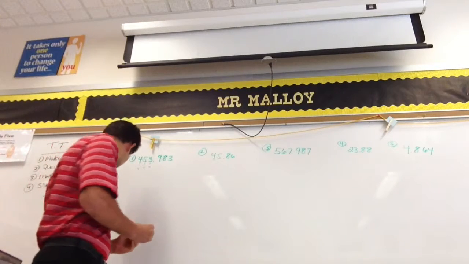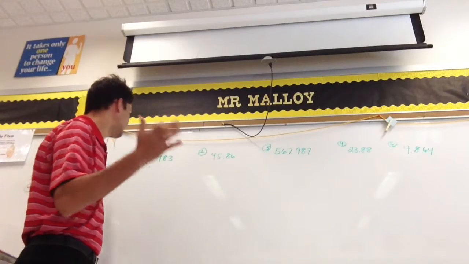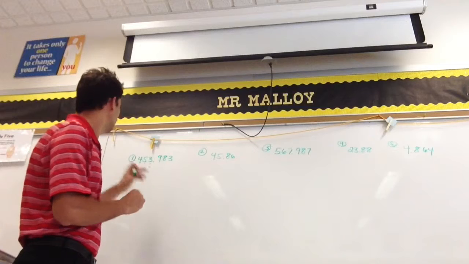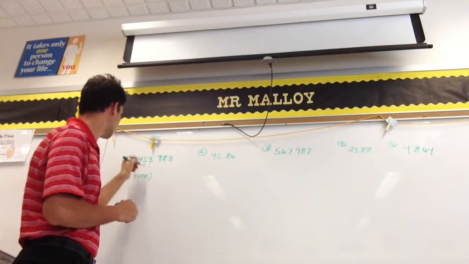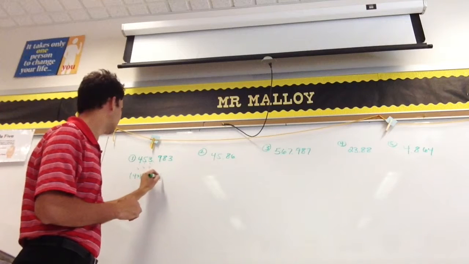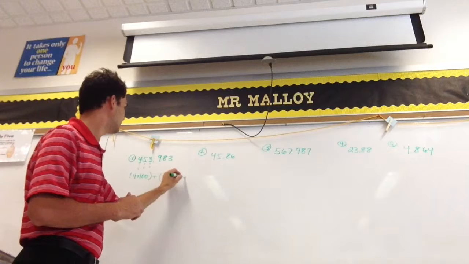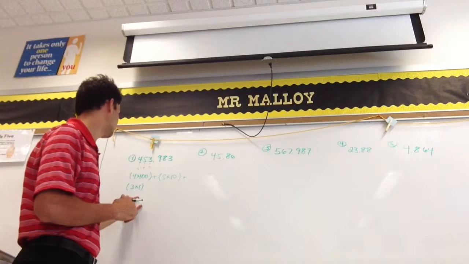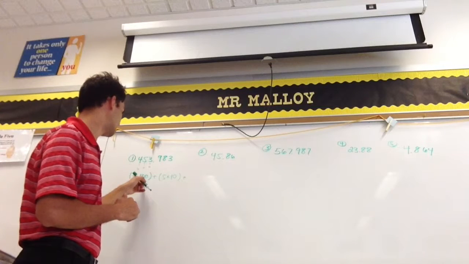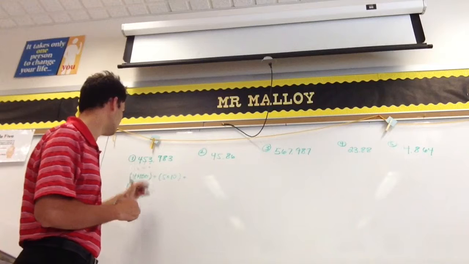Let me grab a better marker here. So, we're going to write it in an expanded form. So that 4 is in the hundreds place, so 4 times 100, plus that 5 is in the tens place, 5 times 10. That 3 is in the ones place, so 3 times 1. The number 100 represents 100, 10 represents 10, 1 represents 1.